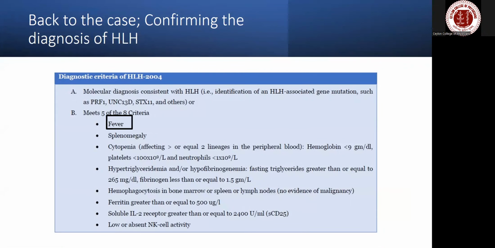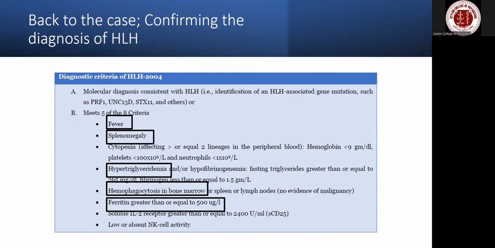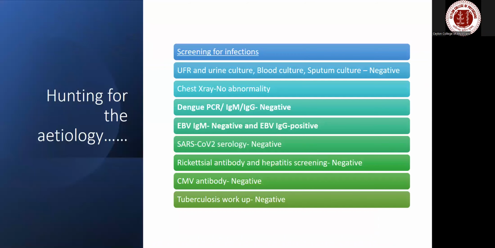We had fever, he had splenomegaly, and cytopenia we kept a little bit aside because he had only thrombocytopenia. And we jumped to hypertriglyceridemia, which was positive, 275. And there was hemophagocytosis in the bone marrow, and ferritin 25,000. So we came to the diagnosis of HLH in this patient.